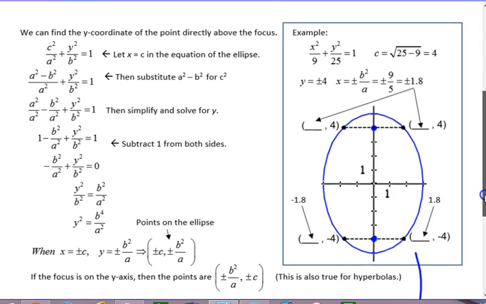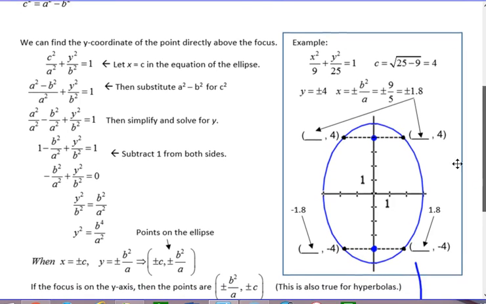If I were to plug 4 into the equation for y and solve it for x, I would end up getting plus or minus 9/5. That would be true whether y was positive or negative 4 because I'm squaring it. You can try solving it yourself. I'm not going to go through that right now. I'm just going to tell you that it always ends up being b squared over a.